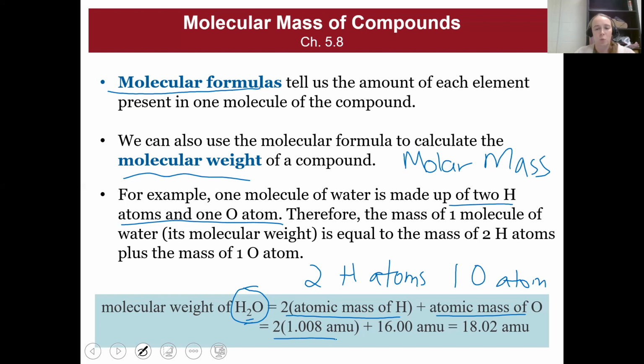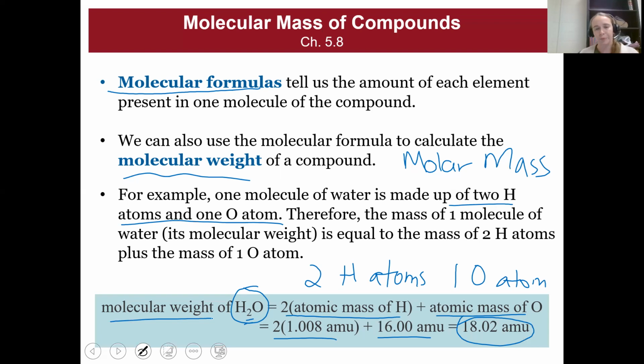So 2 times 1.008 AMUs. Remember, AMUs are our atomic mass units, basically the mass of a proton or neutron. And then 16 AMUs for oxygen, and we end up with 18.02 AMUs as the molecular weight for water.